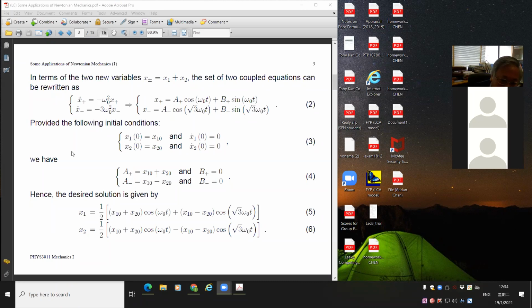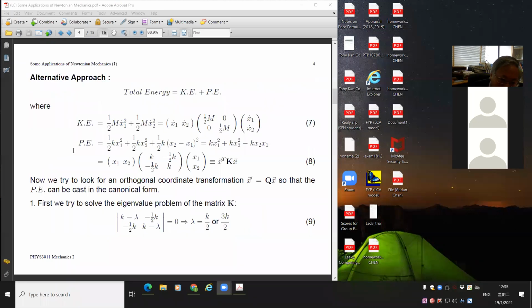In most cases, we cannot do it. So we have to resort to a systematic approach. Okay, here's a systematic approach. Now we know that the system is a conservative system. It has conservative force. So the total energy should be conserved, right?